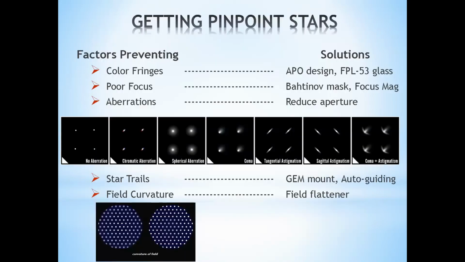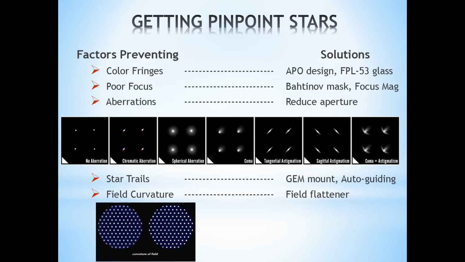So some factors that prevent us from getting pinpoint stars. We all know about color fringing. This is essentially a problem with most lenses. You have to use special glass and designs to be able to solve those problems and get no color fringing. And this is an example of color fringing, chromatic aberration. You can see the separation of the colors.